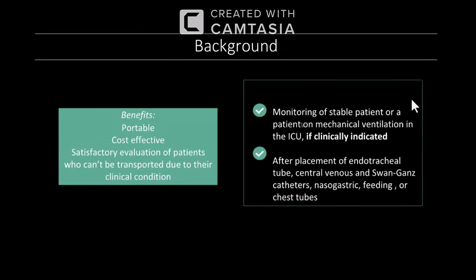So apart from that, it helps in monitoring of a stable patient or a patient on mechanical ventilation in the ICU, especially if it is clinically indicated. And other benefits are after placement of endotracheal tube, to monitor the tube position, and central venous catheter, pulmonary catheters or Swan-Ganz catheters, nasogastric tube, feeding jejunostomy tubes or chest tubes. So for all the tube placements, whether the tip is in correct place, we need to do a portable chest radiograph.